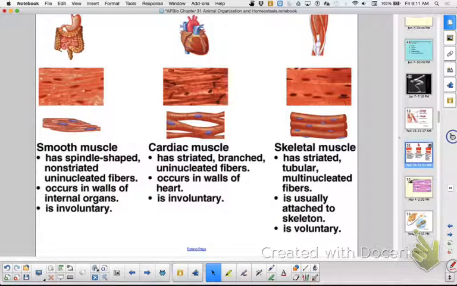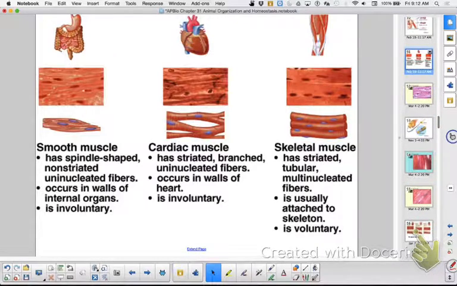You do not have to know this for the AP exam. It would only be used as support. I personally want you to know the minimum: that there are 3 different types of muscles and where you would find them. I want you to know at least that much. Okay? 3 different types of muscles and where you would find them.